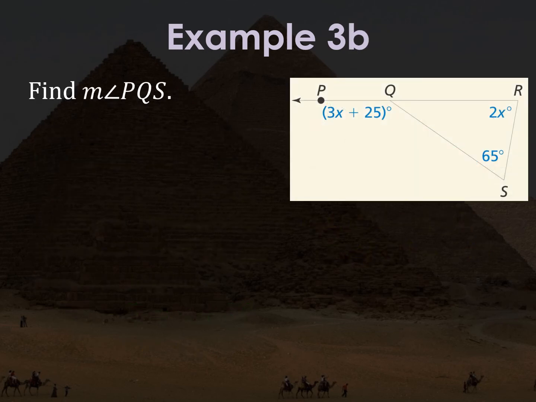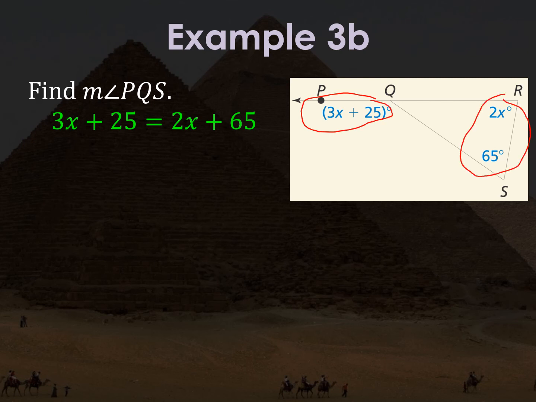3b, find the measure of angle PQS. So again, we're going to use the exterior angle theorem. So the exterior angle 3x plus 25 is equal to the sum of the 2 non-adjacent interior angles, the sum of the 2 other interior angles. So 3x plus 25 equals 2x plus 65. Subtract 2x from both sides, subtract 25 from both sides, and you're left with x is equal to 40.